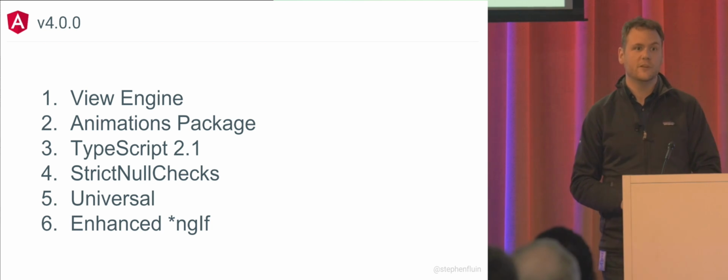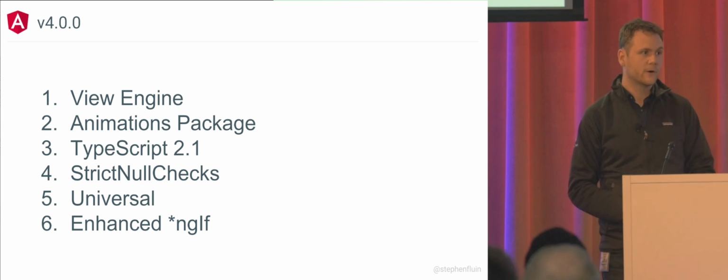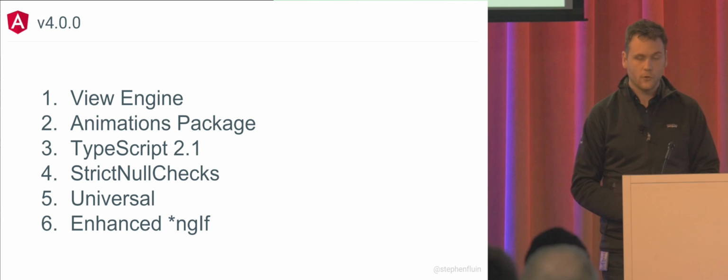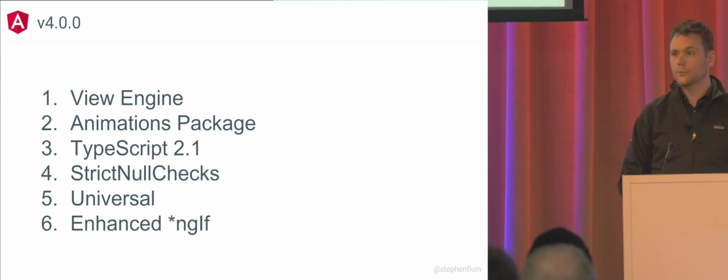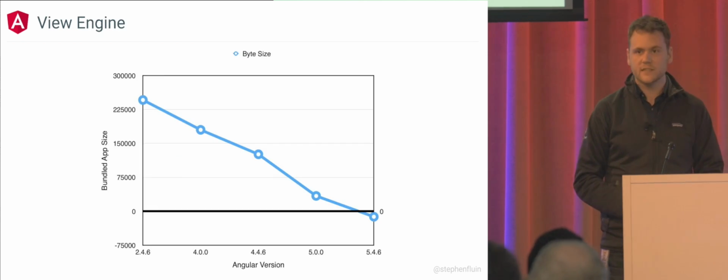But what you guys care about is features. What are the actual benefits to you as a developer for adopting the latest version? And so I've called out 6 here, and I'm going to go through each one and talk a little bit about why we did it and kind of what benefit you should expect to see. So the first thing is the view engine.